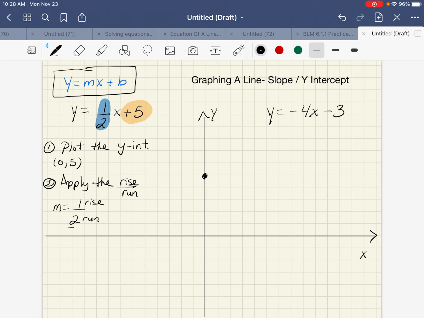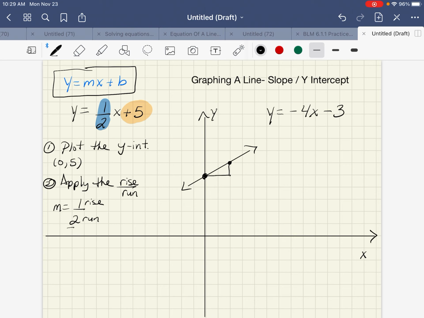So because 2 is positive, I'm going to go 2 to the right, and I'm not going to put my point down yet. Then I'm going to do my rise, which is 1, so that means 1 up. If the run was negative, I would have gone to the left. If the rise is negative, I would have gone down. So there you go. There are my 2 points, and then what I can do is I can connect them to form my line, because all you need is 2 points to make a line.